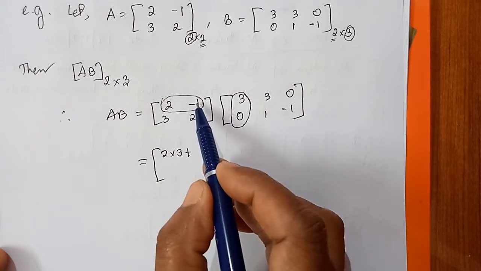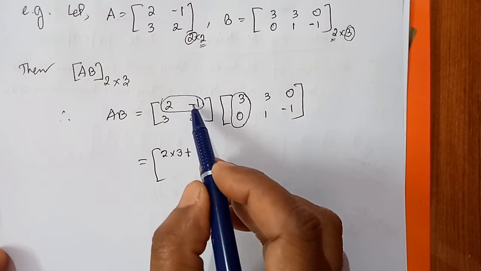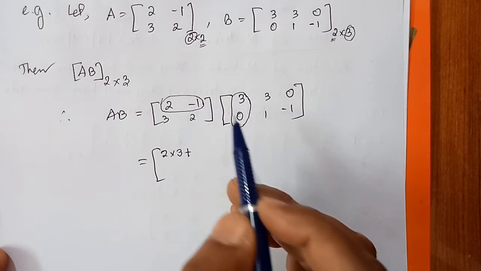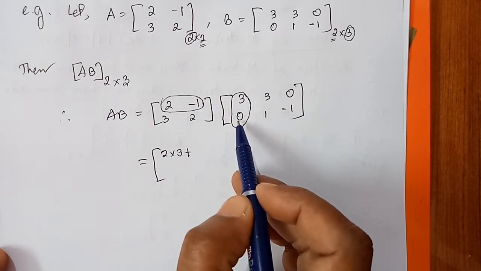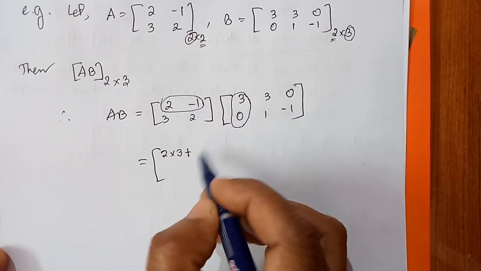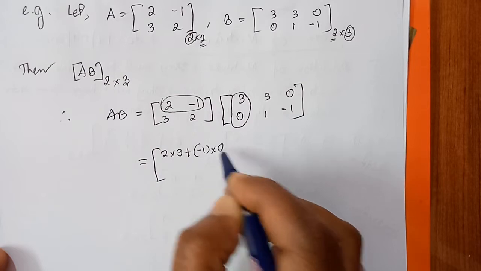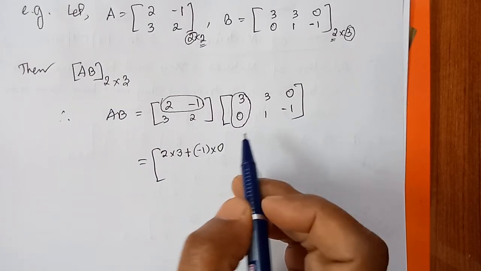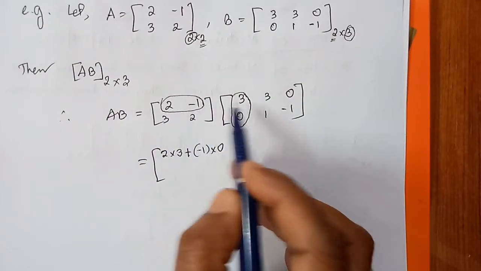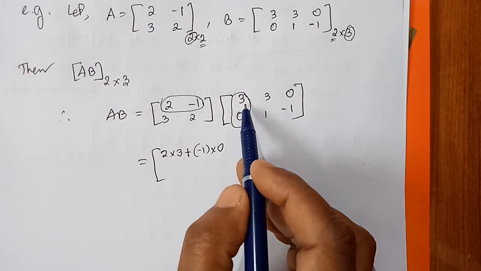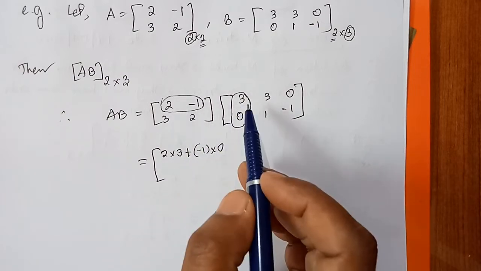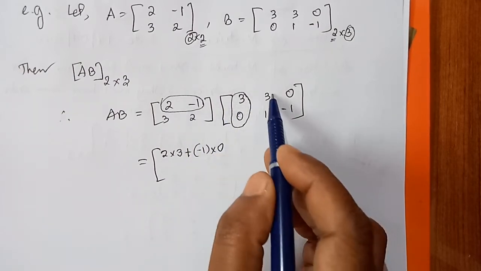So now think about minus 1. With minus 1, the second element, you multiply the second element of the column. So minus 1 into 0. Done. So with the elements of the first row and the elements of the first column, the product is finished. Now we have to go to the second column.